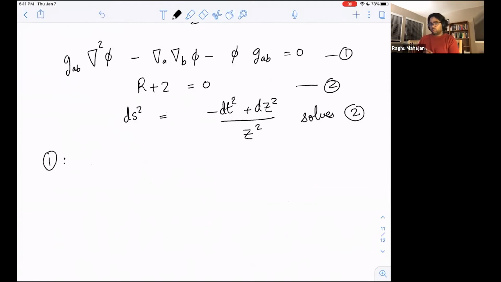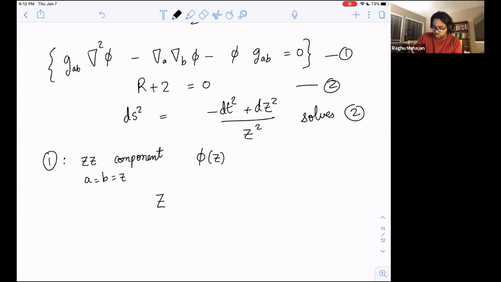If you analyze 1, and you can do this as a homework exercise, the most constraining equation is the zz component of the equation. So when you put A equals B equals z, the trace part is trivial, and the time part follows from the zz part by taking a derivative. So the zz component is the only equation, where I'm assuming that phi only depends on z. So I want to look for a static solution where there is no time dependence. If you assume that phi is only a function of z, then you only need to compute the zz component of this equation, and it reduces to z phi prime plus phi equals 0. It's actually a first order equation. The second order pieces cancel.